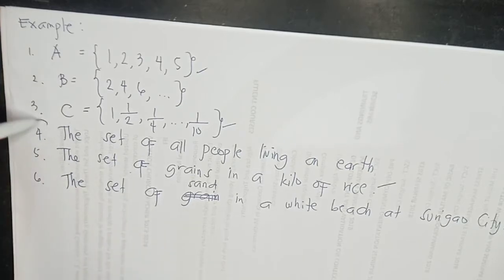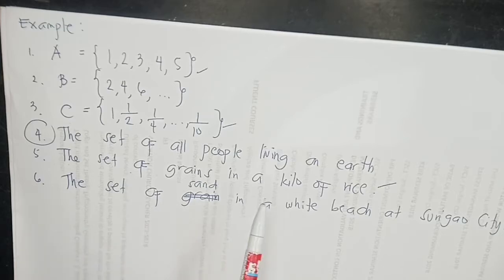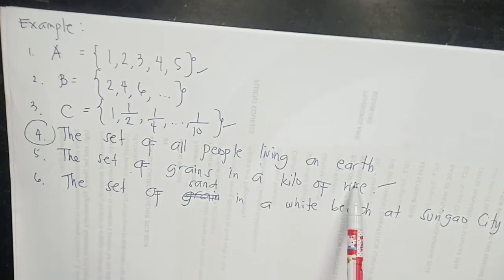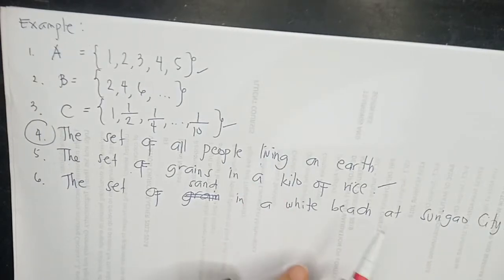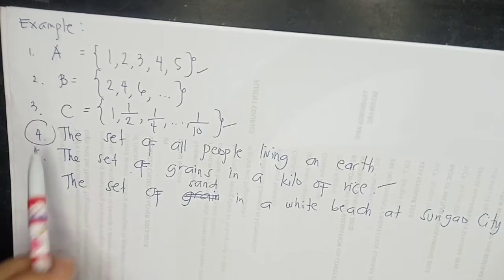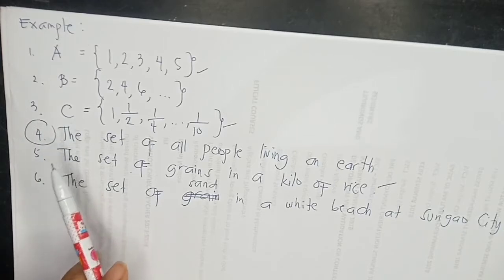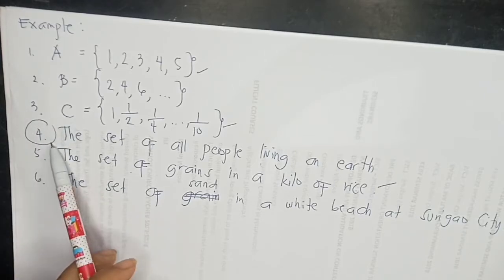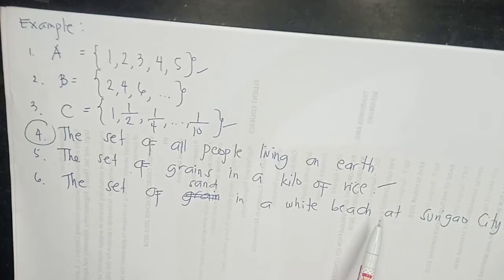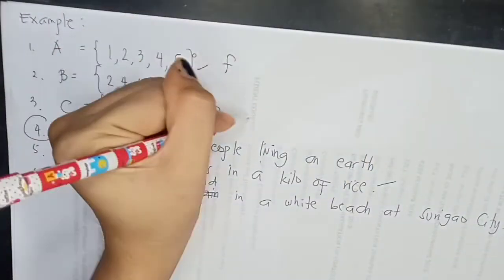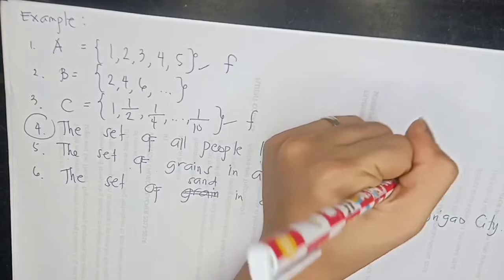So while in example number 4, although it is possible to count the number of people living on earth, the question is when. Alam po natin na makakount natin ang numbers of people na living on earth. Pero as time goes by, parami po ng parami ang tao. So, but the question is when. So, hindi po din siya tiyak. Then, the set is not well defined. So, since hindi siya tiyak, the set is not well defined. Therefore, it is infinite. This is finite, this is finite, this is finite, and this is infinite.